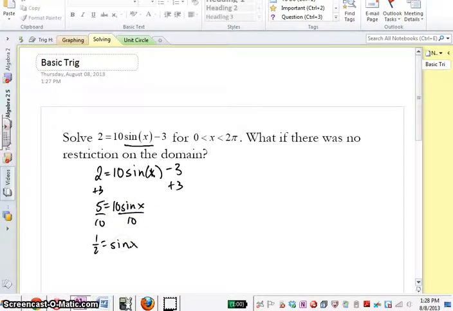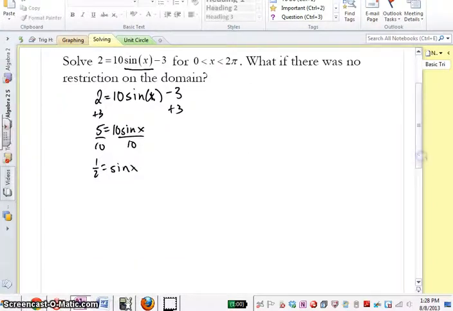And at this point, you have two options. Your two options are, you can either use an inverse trig function. Here we could say take the arc sine, or inverse sine, of both sides of the equation. And on the right side, you'll end up with x. On the left side, you'll have to evaluate arc sine of 1/2.